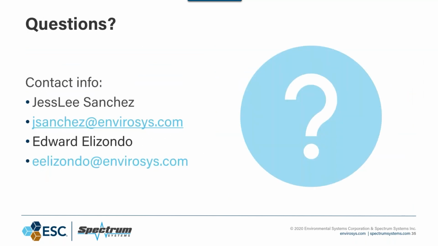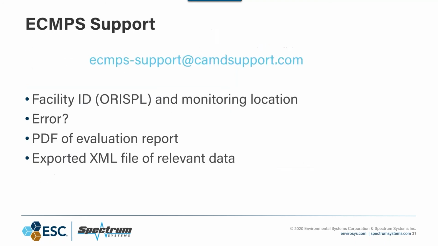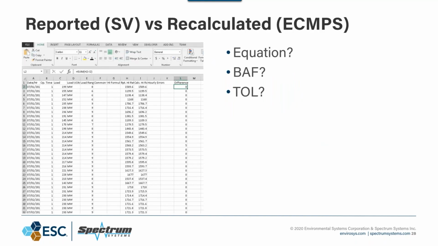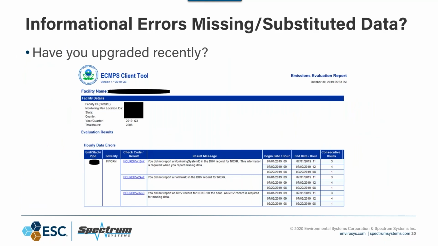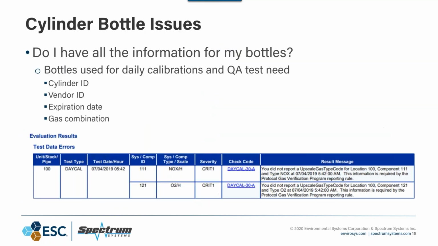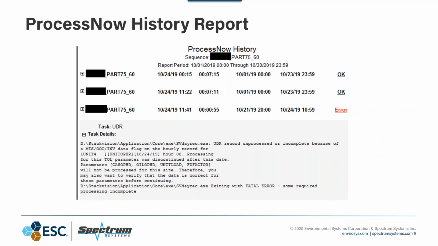So on that last slide, Jess, if you go back to where we showed an example of an error, just so that they can see real quick. Keep going for the Process Now error. Yeah, Process Now error. It actually gives the unit, then it says unit, op hour, and the date and the hour. So typically you'll see something like that as well.